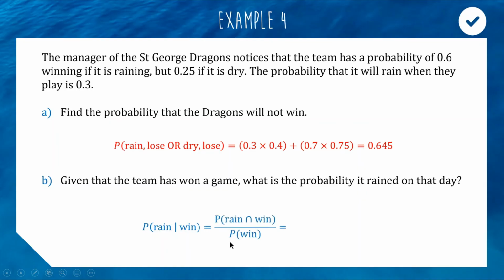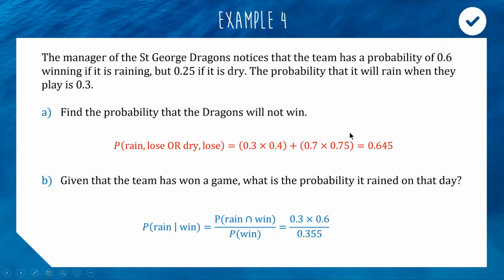Our formula says we've got to find the probability that it's raining and they won. We're going to divide that by the chance of a win, which we can get from our previous answer, because we found the probability that they do not win. All right, so for the top, the probability of rain, like we said, is 0.3. When it's raining, the chances that they win are 0.6. So we're going to do 0.3 multiplied by 0.6.